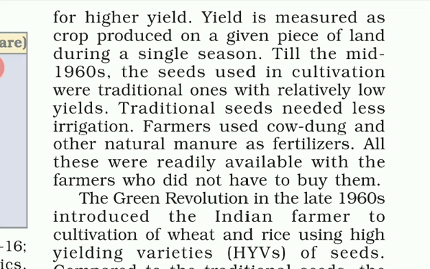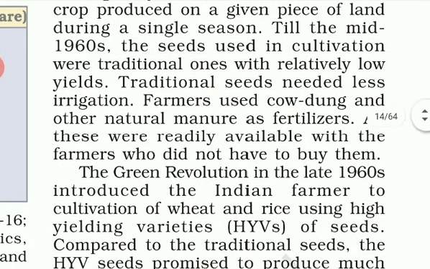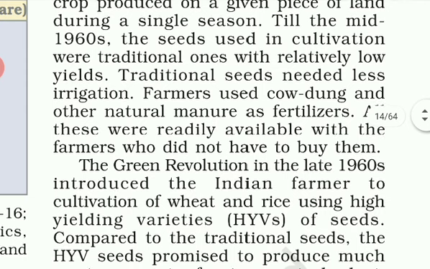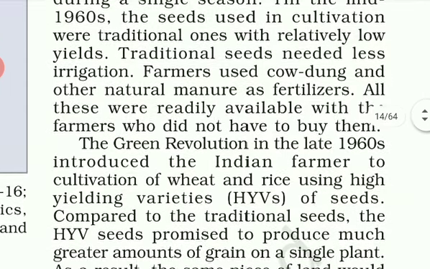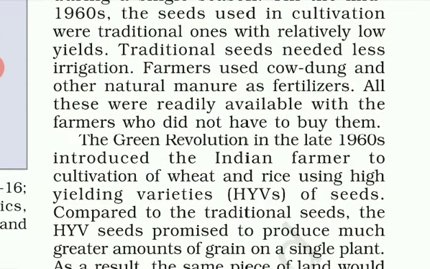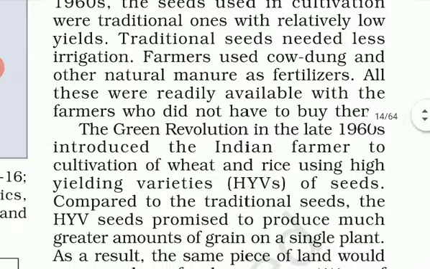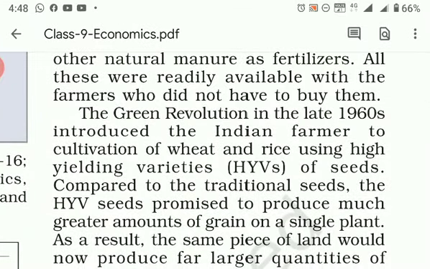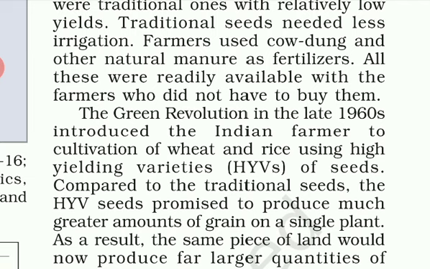Till mid-1960s, farmers in our country were using normal seeds, which was giving us relatively low yield, as they were using cow dung and natural manure as fertilizers, and that they could get in their own farms only, they don't have to buy them. But after the green revolution in 1960s, now green revolution means high yield of wheat and rice.